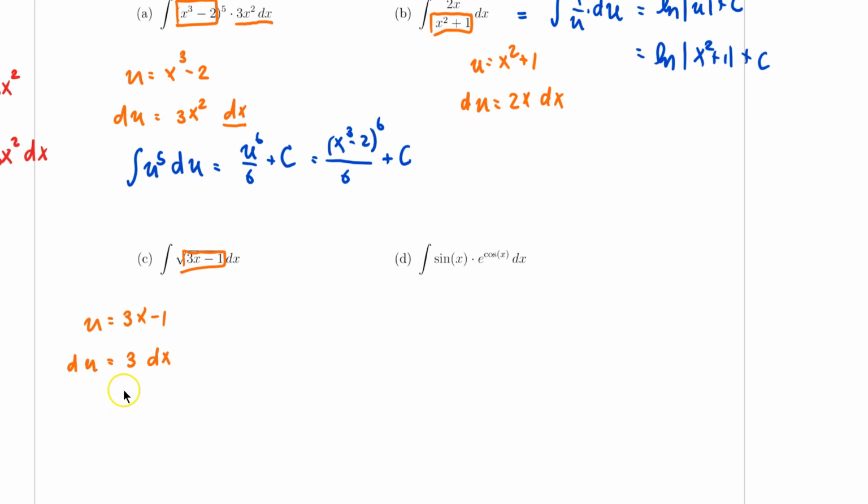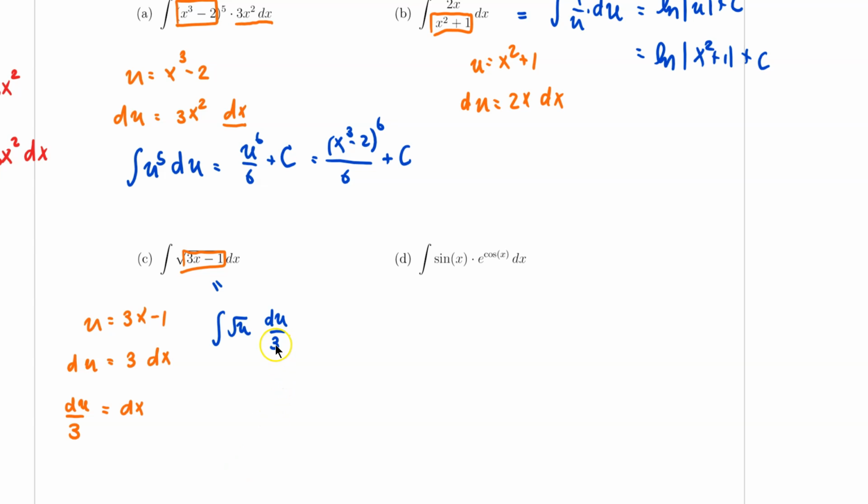So I'm just gonna move 3 to the other side, so my dx is just gonna be du over 3, or 1/3 du, and I can substitute this into the integral. So this is gonna be the integral of the square root of u, because my u is 3x minus 1. And then my dx, I knew that my dx is du over 3. So this is going to be the integral of square root of u times du over 3.